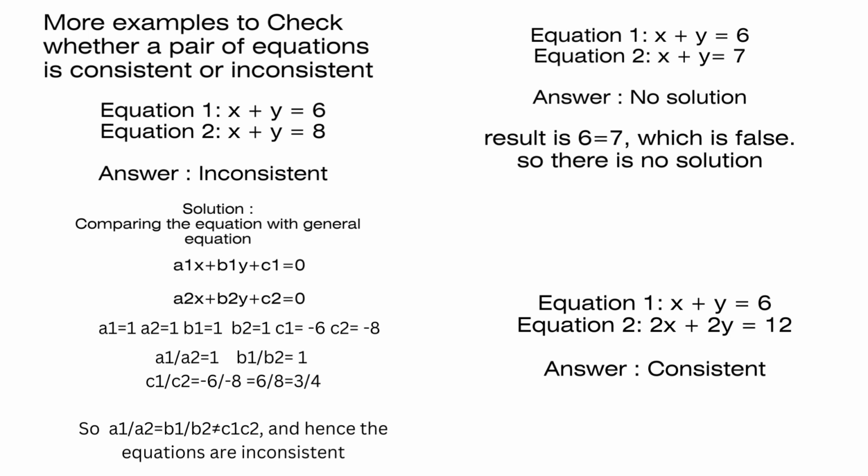Equation 1 is x plus y equals 6. Equation 2 is x plus y equals 7. Answer: no solution. The result is 6 equals 7, which is false. So there is no solution. Another example. Equation 1, x plus y equals 6. Equation 2, 2x plus 2y equals 12. Answer: consistent.